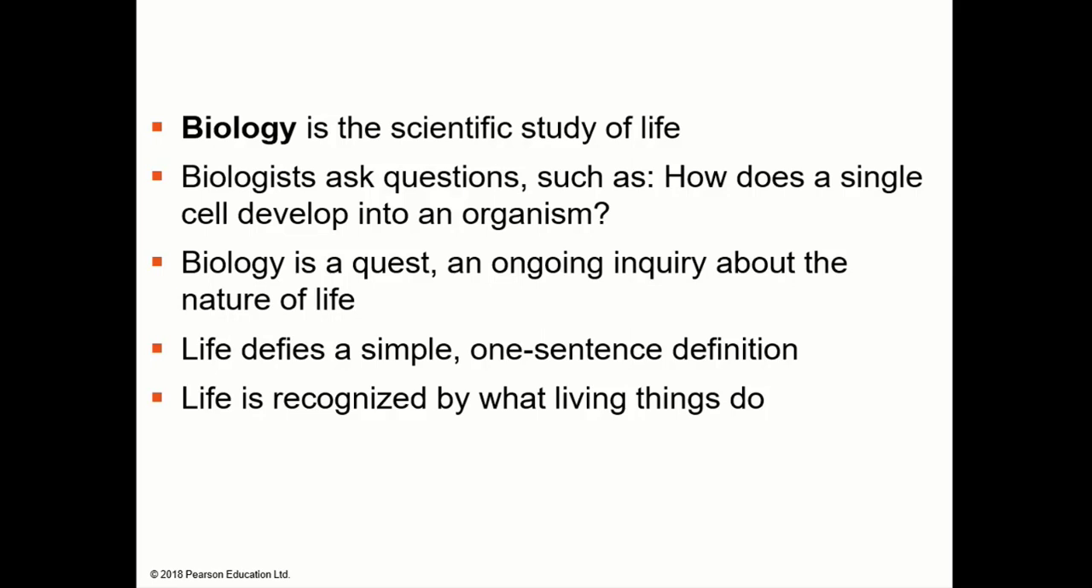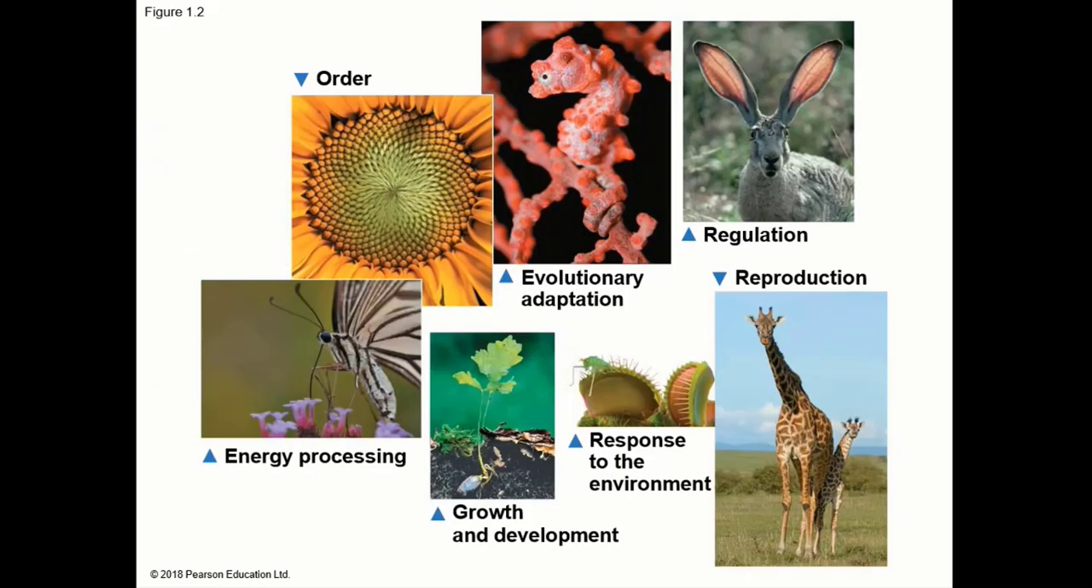So life, defined simply, is recognized by what living things do, what we always do. There's an order, there's processing. If you see these little items here, I don't have a pointer, they include energy processing, evolutionary adaptation, regulation, reproduction, response to the environment, growth and development. These are the characteristics of a living organism, the characteristics of life.